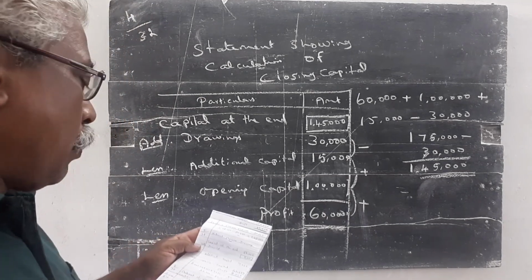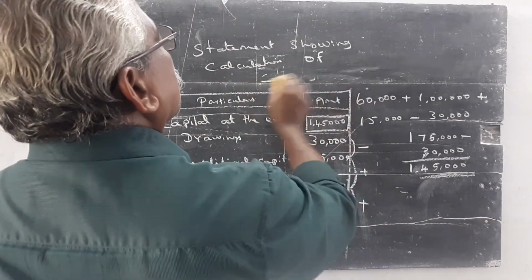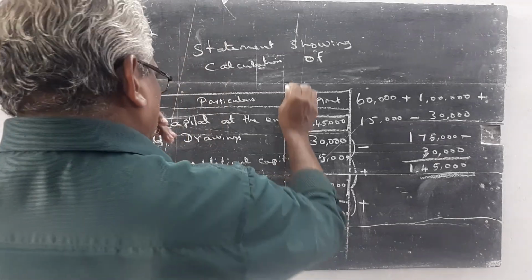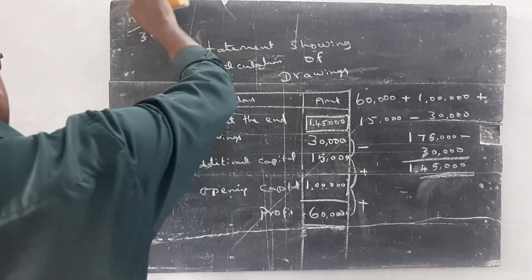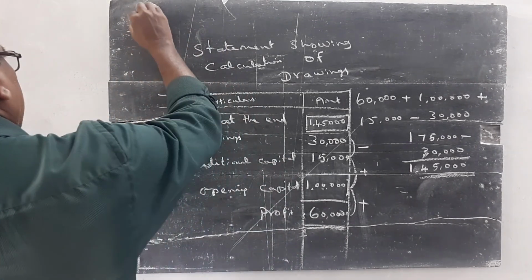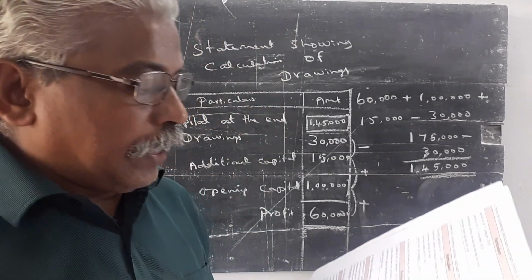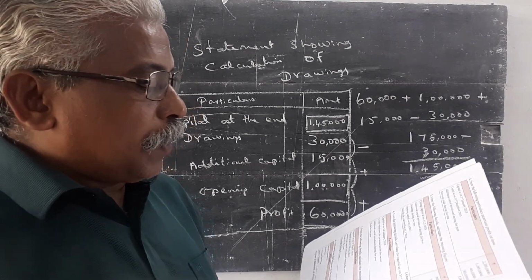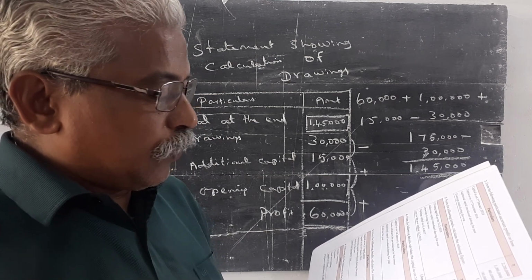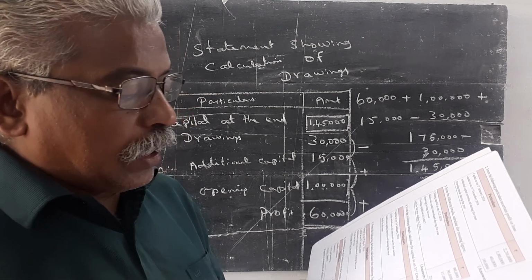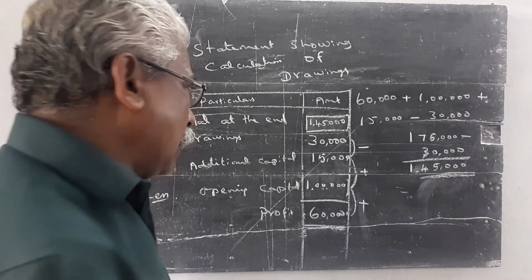We have to do one more problem today. Statement showing calculation of drawings. Next question, calculation of drawings. Question number 5. I just read the question. From the following details, calculate the missing figure. Capital as on 1st April 2018, 40,000. Capital as on 31st March 2019, 50,000. Additional capital introduced during the year, 7,000. Profit for the year, 8,000. Drawings, question mark. We have to calculate drawings.